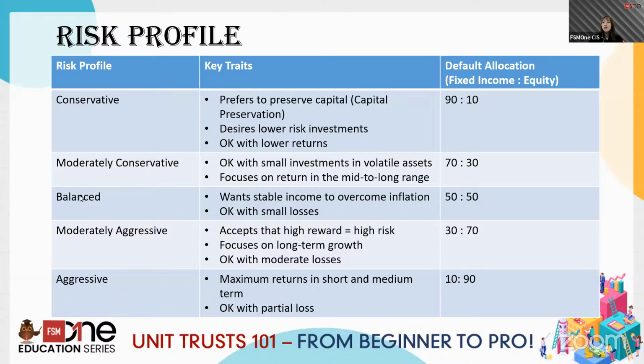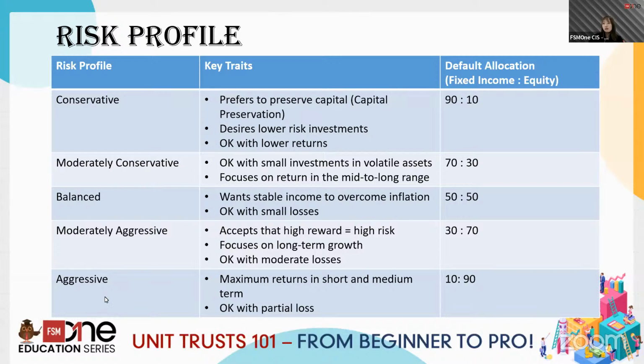As for the balanced risk profile investor, they are looking at balancing the market risk and also return, because they prefer to have a stable income to overcome inflation. So they are okay with small losses. The default allocation would be 50% into fixed income and 50% into equity.